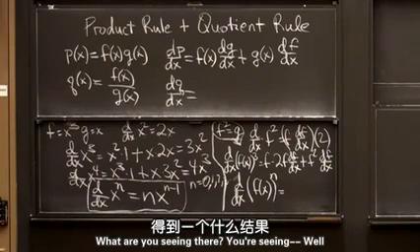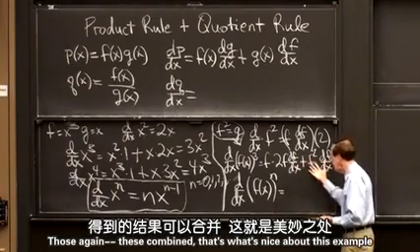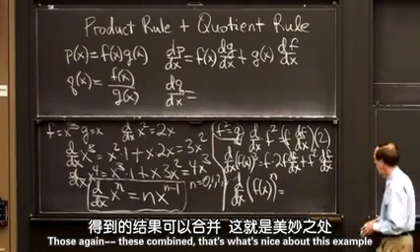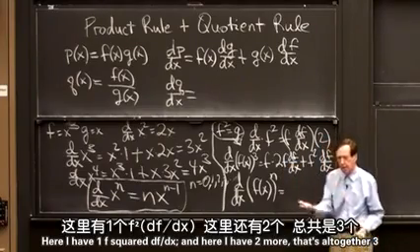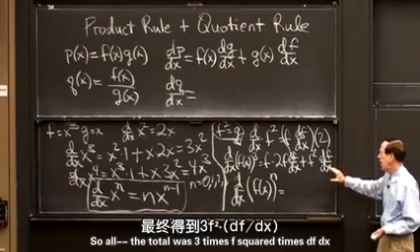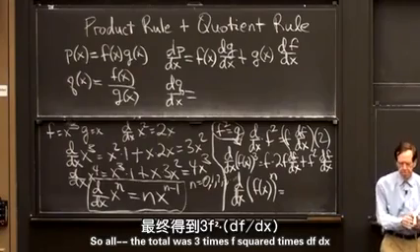What are you seeing there? You're seeing, well, put those again, these combine. That's what's nice about this example. Here I have 1 f squared df dx, and here I have 2 more. That's altogether 3. So the total was 3 times f squared times df dx.